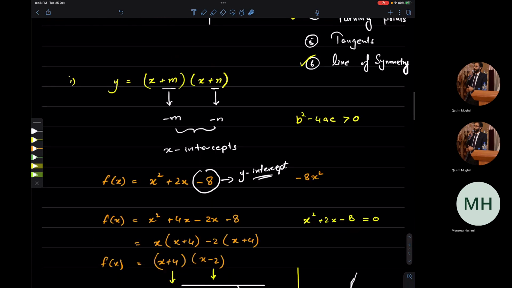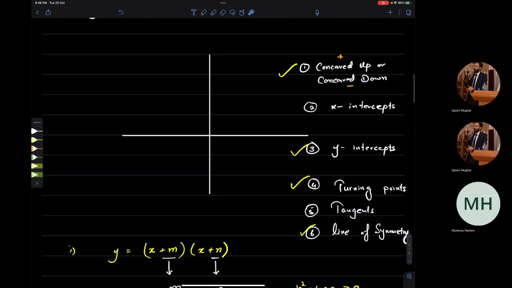So we're done with all of these. We know when the graph is concave up or concave down. We can look for x-intercepts and the tangents. There is always going to be a y-intercept. We know how to get that. Turning point is going to be there all the time. We know how to get that.